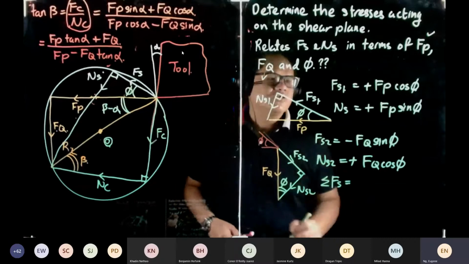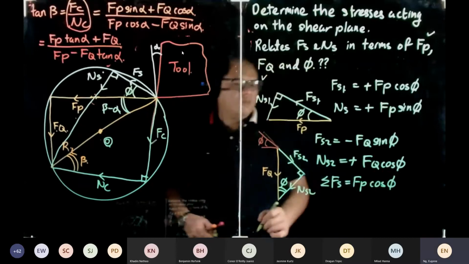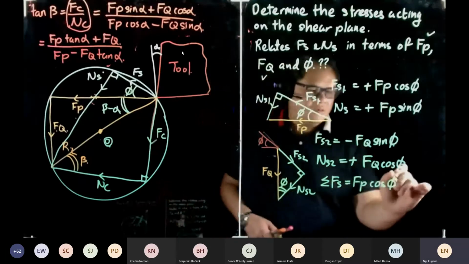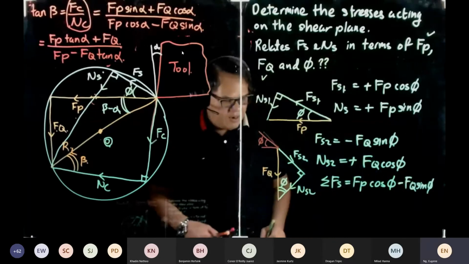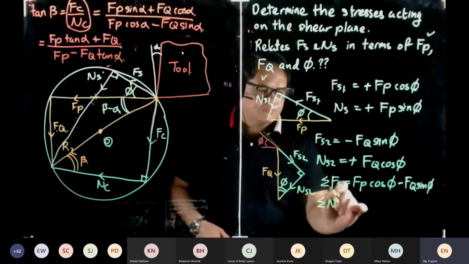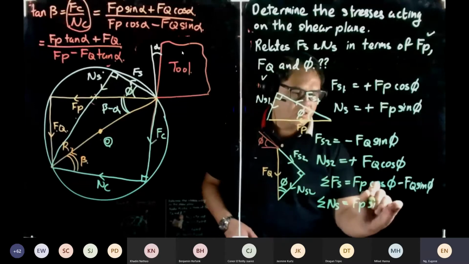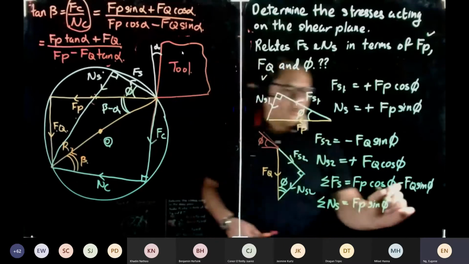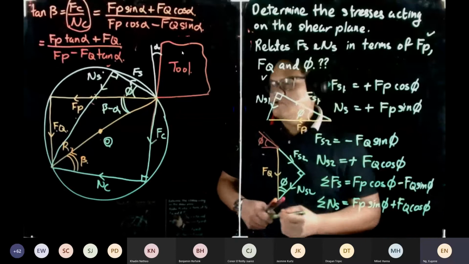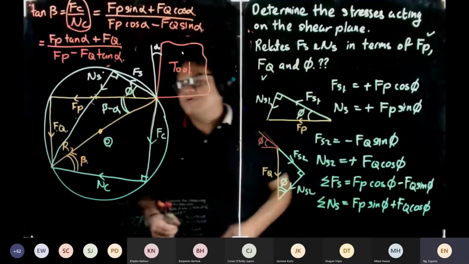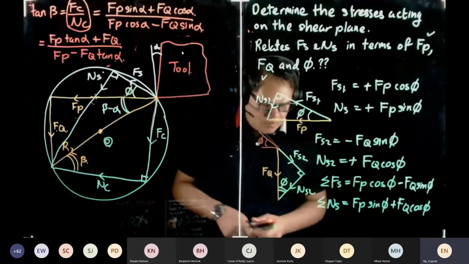Okay, so now we can calculate the summation of Fs, right? So summation of Fs is Fp cos phi, right? Then minus Fq sine phi, okay? And then Ns, so this will be equal to Fp sine phi, right? So Ns2 is plus Fq cos phi, okay? So this angle over here, there's another angle that we can relate Fs to Ns, okay? So we are going to look at this whole angle over here, okay? So we're going to look at this angle.